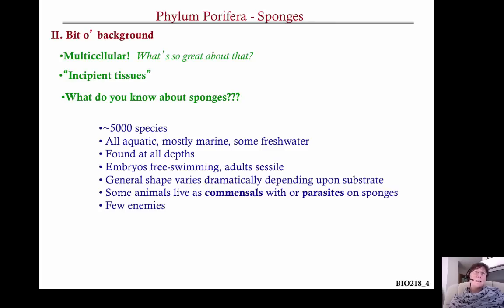There aren't a whole lot of enemies of sponges, but there are some organisms that do eat sponges. And certainly we harvest some of them for our own uses economically, so they actually are important to us economically. Although these days most sponges are commercially produced synthetically, so we're rarely using real live sponges anymore. But when we did, back in the day, they were pretty much all in the class Demospongiae.